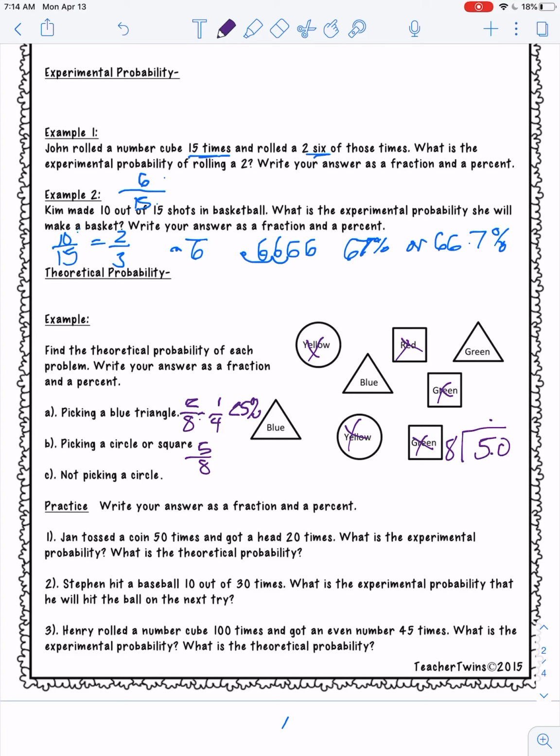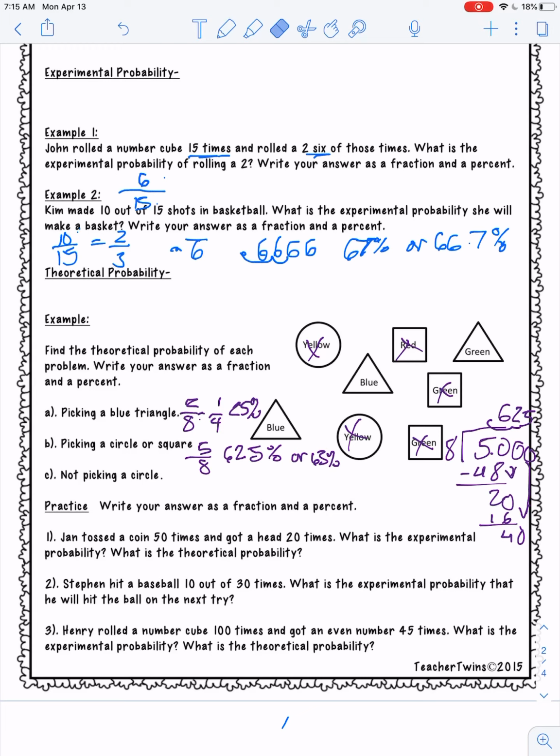So 8 goes into 50 6 times, we get 48. Then 20, so it goes in there 2 times. We get 4, add another 0, drop it down, and we get a 5. So then we move it 1, 2, and we get 62.5%, or 63%.